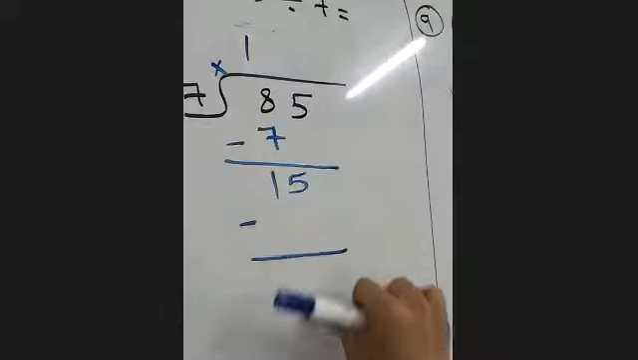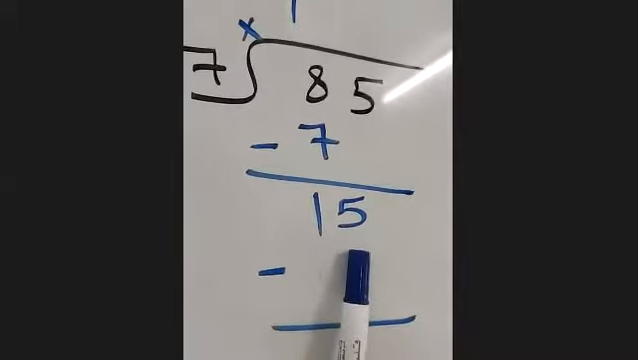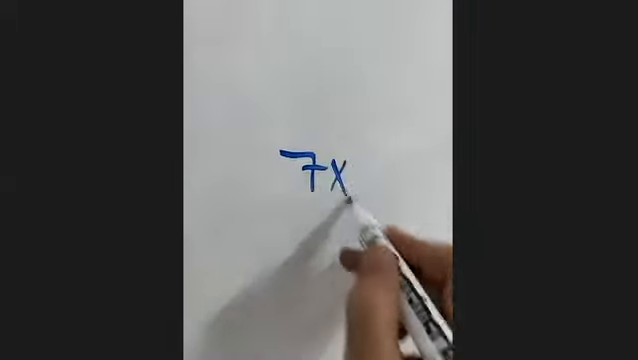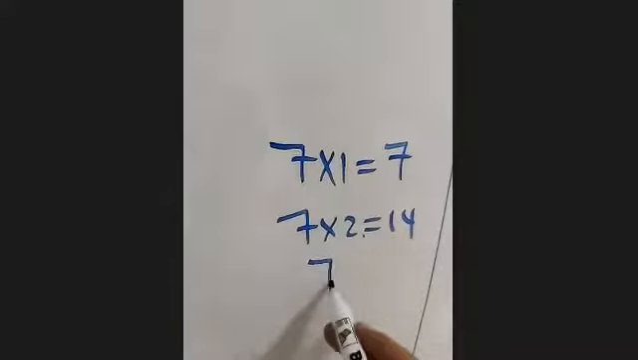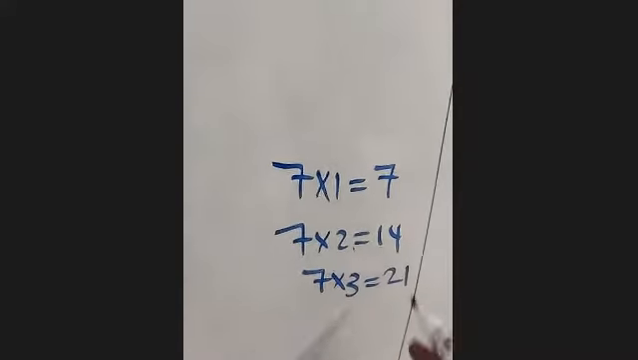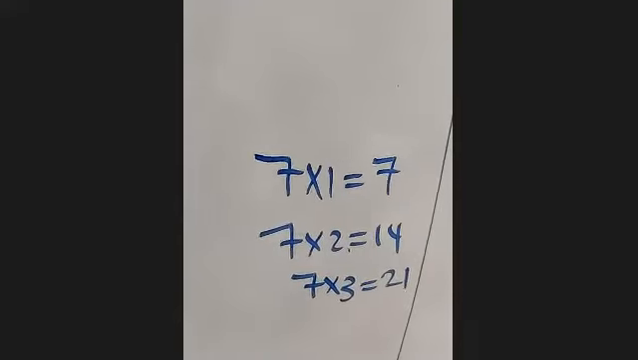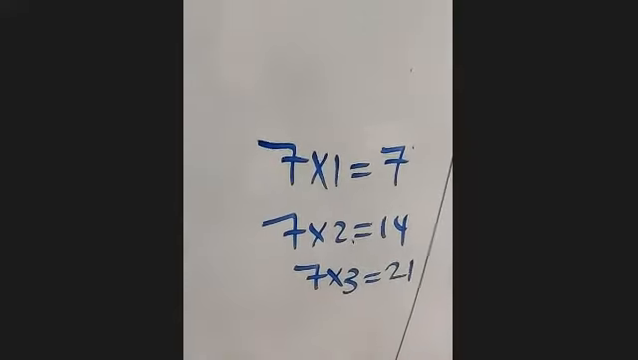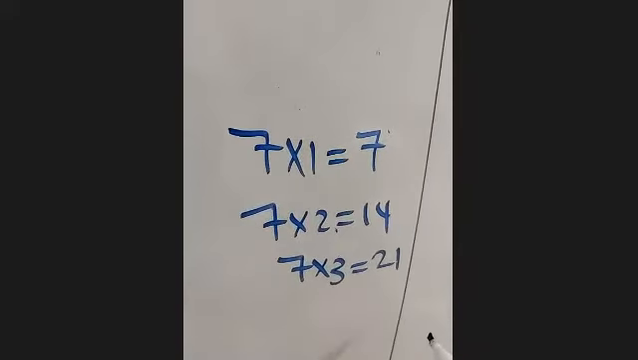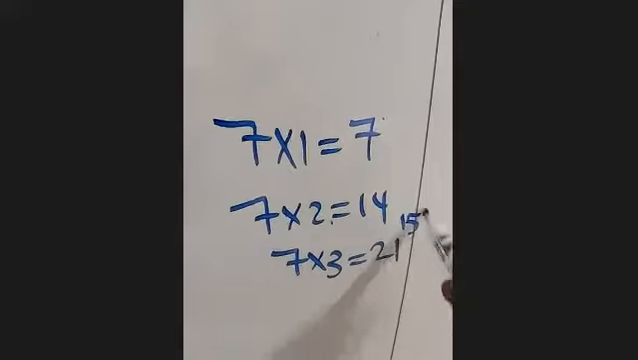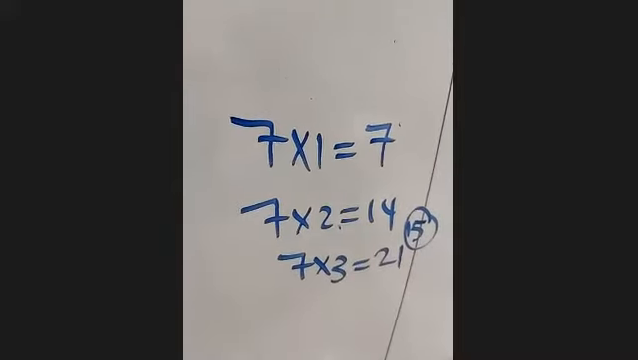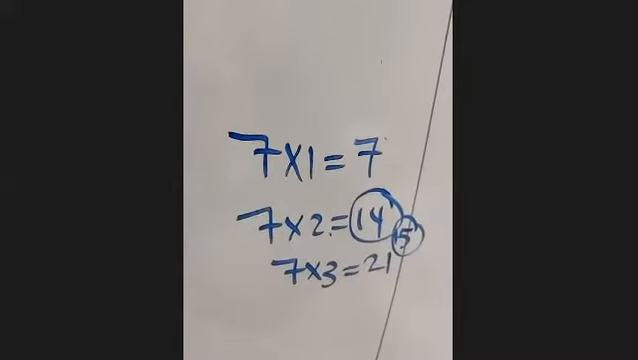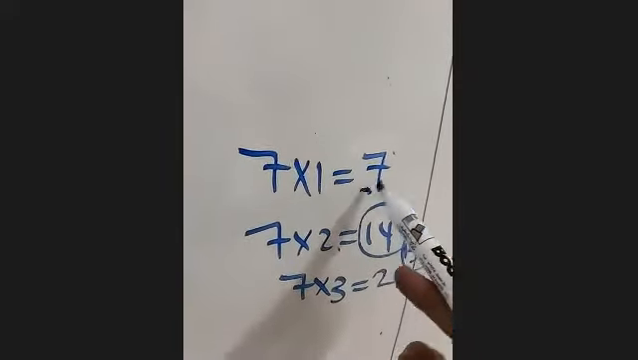Got it? Okay. Let's do the timetable of 7 together and search for 15. Look here. 7 by 1 is 7. 7 by 2 is 14. 7 by 3 is 21. Do we have 15? No. Where is the 15? Between 7 and 14 or 14 and 21? Between 14 and 21. So the 15 is here, right? What will we choose, 7 or 14 or 21? 14 only. 21 is bigger and 7 is smaller.